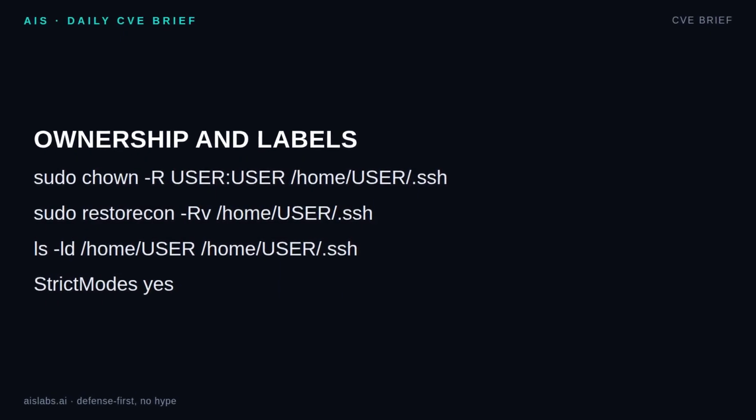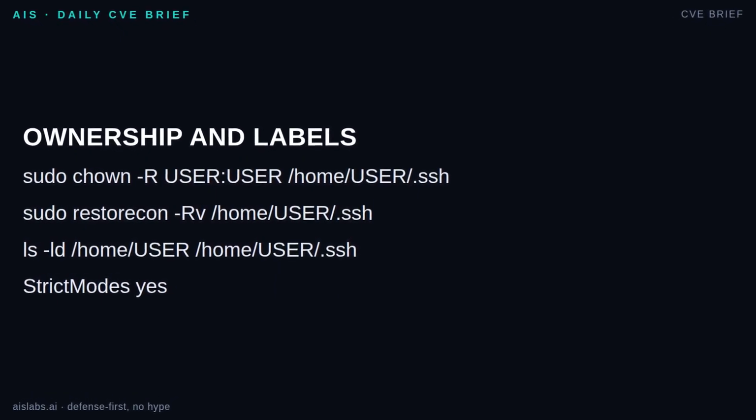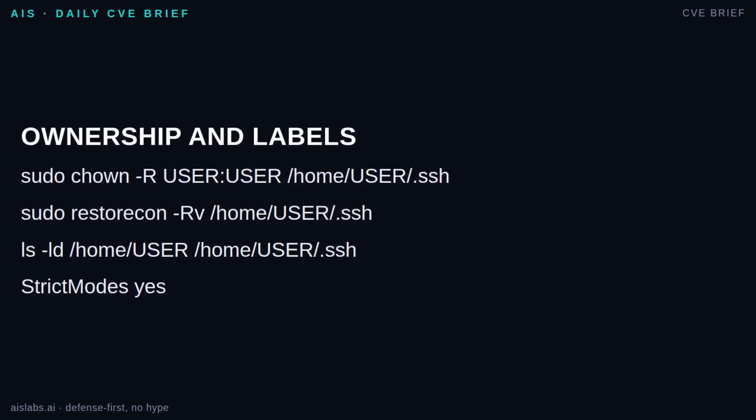Permissions are not the whole story. Ownership matters. If root created /home/user/.ssh and left it owned by root, the login may fail even though the numeric modes look perfect. Recursively chown the .ssh directory to the account. For the home directory itself, ownership should usually be user:user, and it must not be group or world writable.